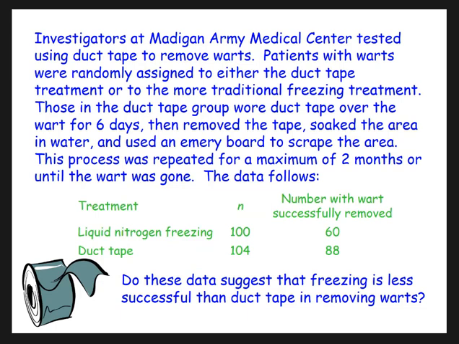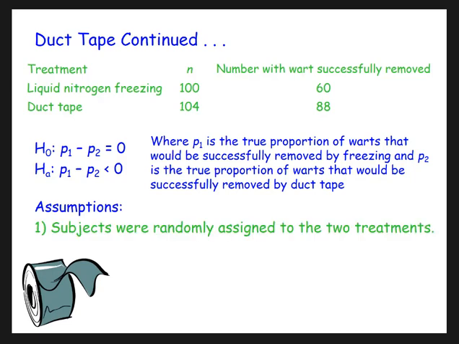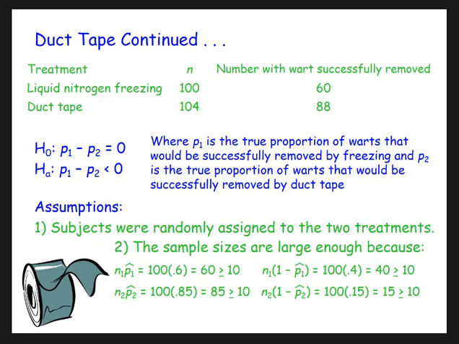So let's take a look at the duct tape investigation again. We've got liquid nitrogen freezing, sample size of 100, 60 successfully removed. For duct tape, sample size of 104, 88 were successfully removed. Do these suggest that freezing is less successful than duct tape? Well, those are the hypotheses. The assumptions: yes, they were randomly assigned or randomly selected, and the sample sizes are large enough, all the indicators are larger than 10.